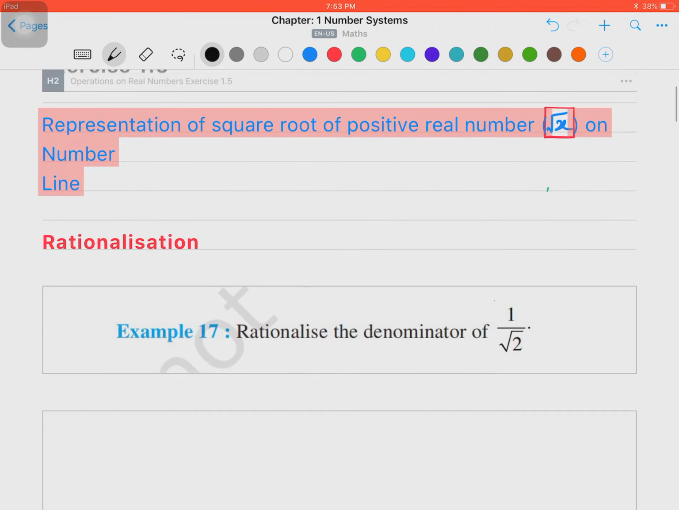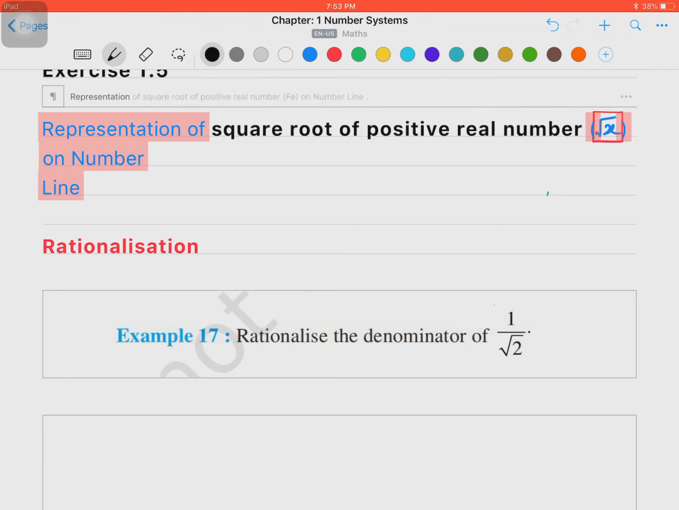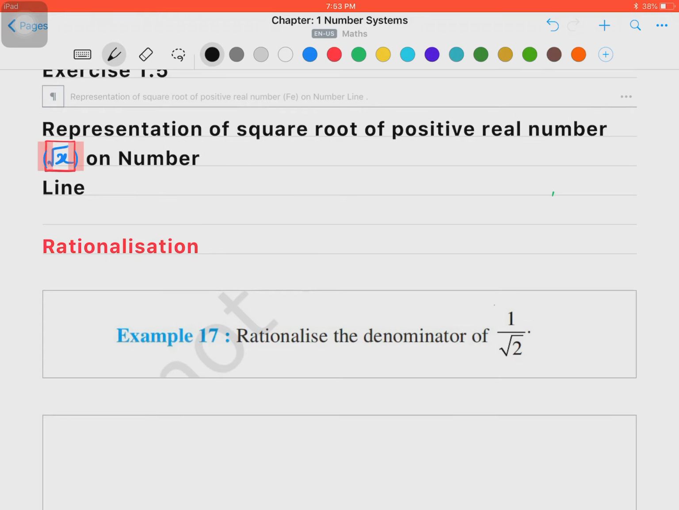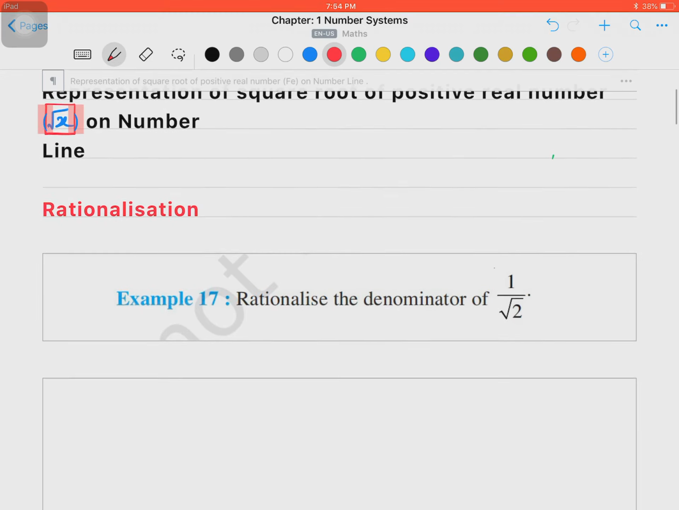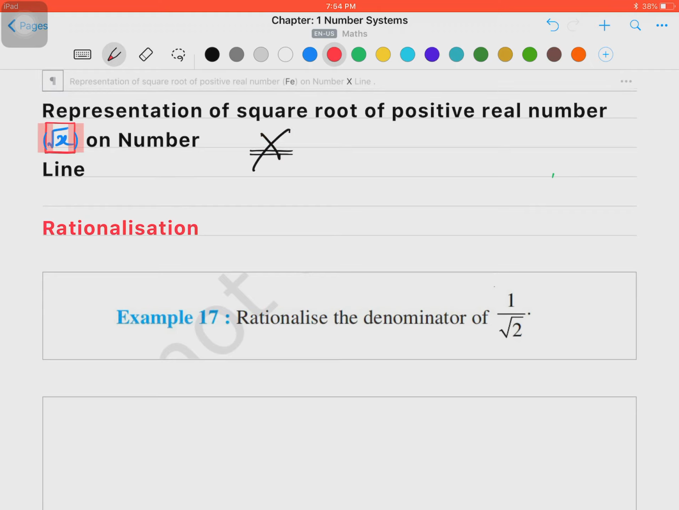One thing that I want to tell you is that the first topic in this chapter is the representation of a square root of a positive real number on the number line. But we will not discuss this particular topic in this video, because it is a bit lengthy and will take much time. Instead, we will discuss it in the next video with exercise 1.6. So we will not cover this topic here.